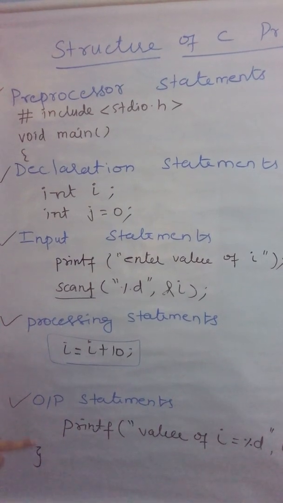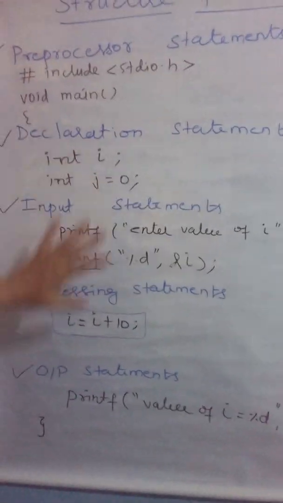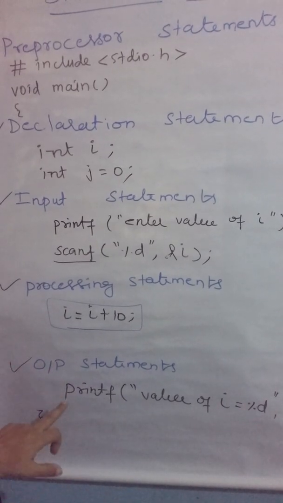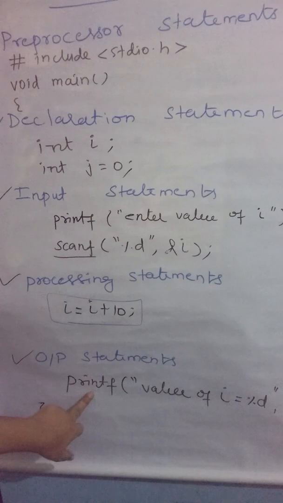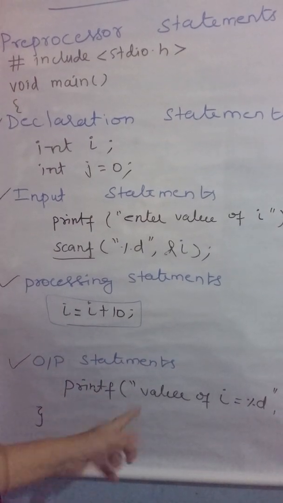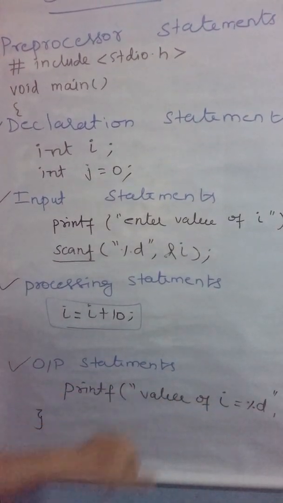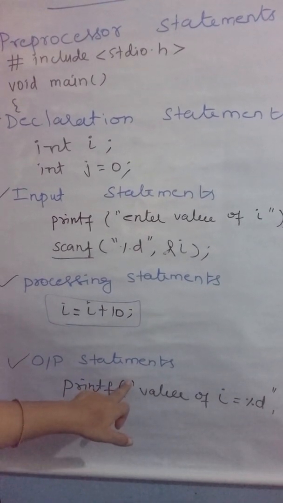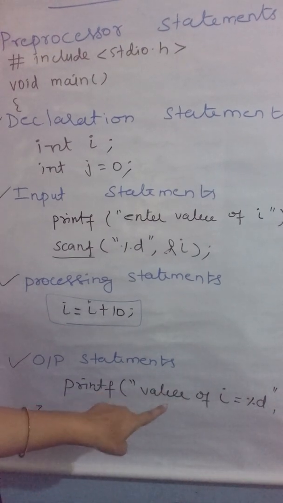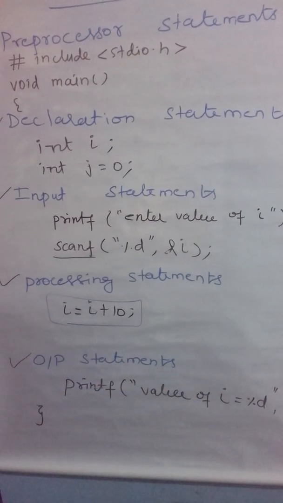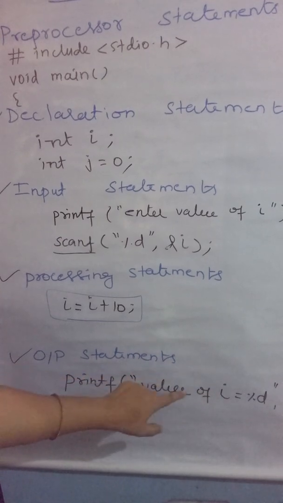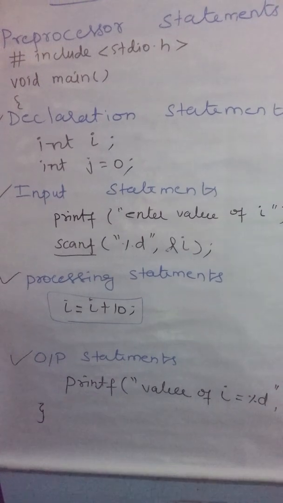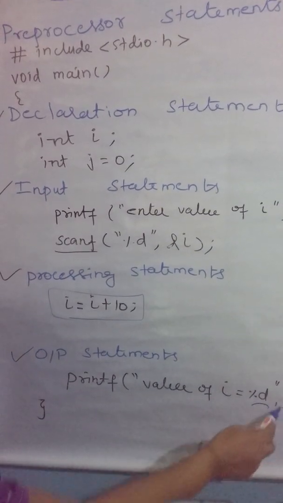And then comes your output statement. After processing the value, if I want to print the value of the variable, I can make use of the output statement. The output statement I have used here is printf. Whatever I give inside the double quotation marks will be printed as such. What have I given inside the double quotation marks? "Value of i is equal to %d". "Value of i is equal to" will be printed as such. In the control string %d, the value of the variable i will get replaced.